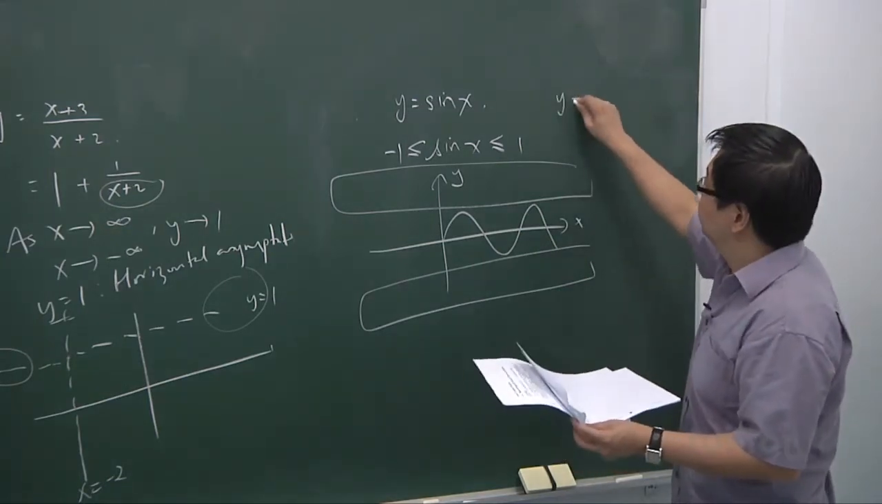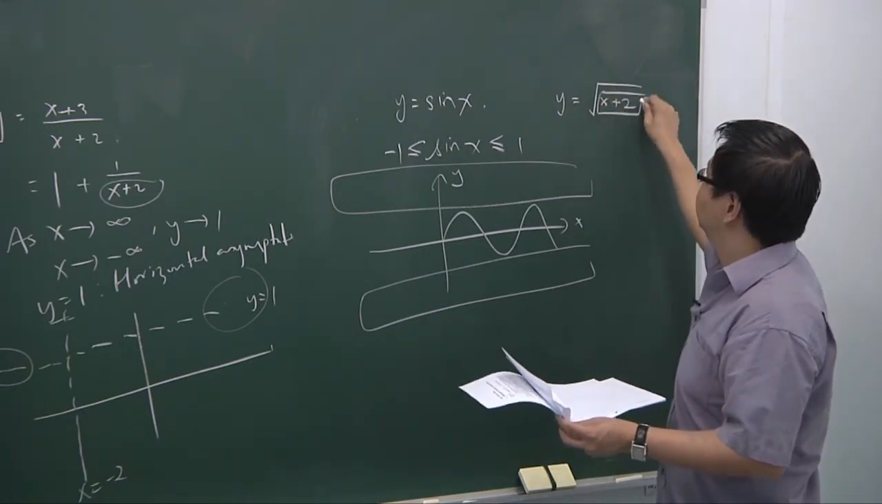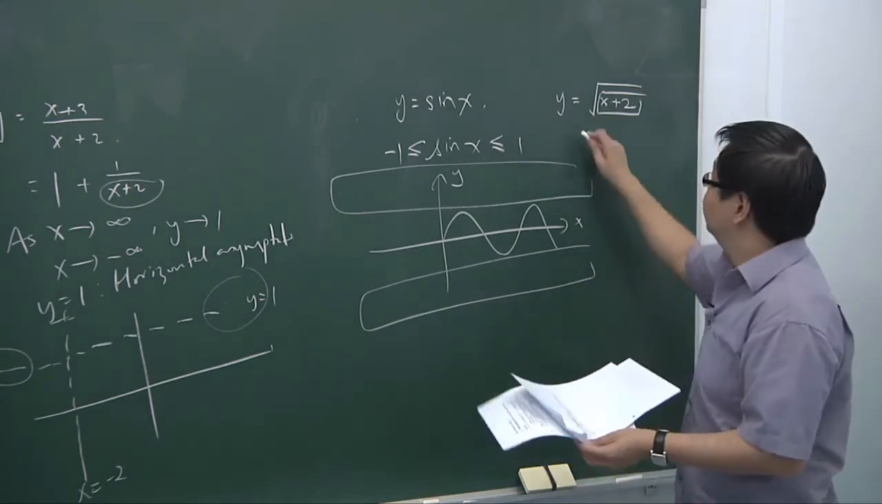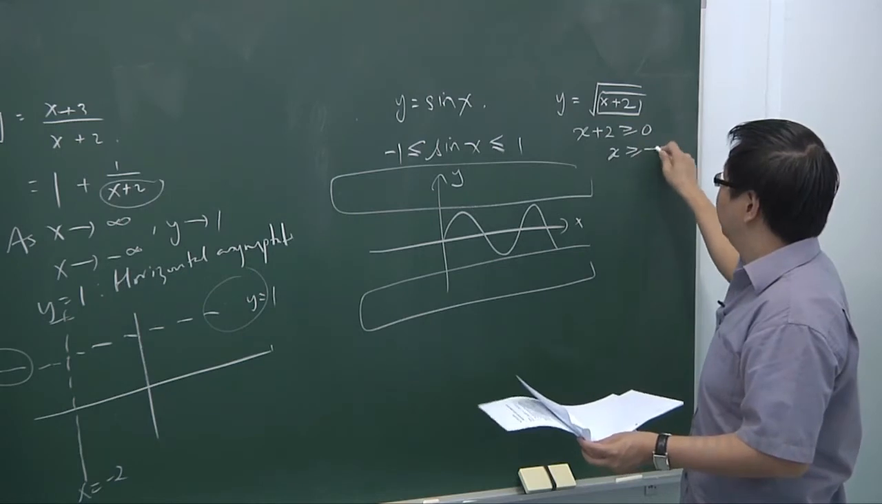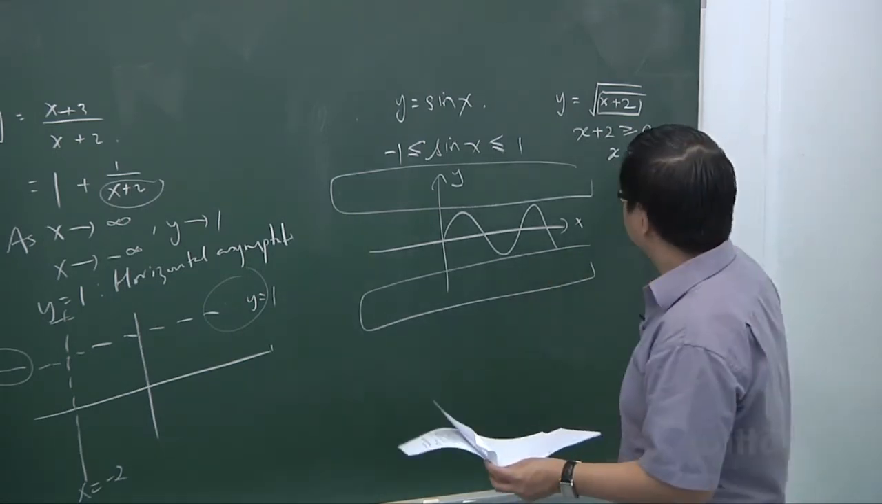Another example is y equals the positive square root of x plus 2. We all know that the expression inside the square root has to be non-negative. So that means x plus 2 must be greater than 0, or x is greater than minus 2. So there will not be any graph to the left of x equals minus 2.